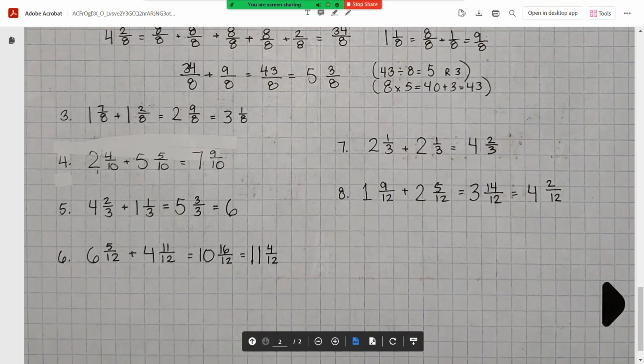For number 4, we have 2 and 4/10 plus 5 and 5/10. Added the whole number parts. 2 and 5 is 7. 4 and 5 is 9/10. So 7 and 9/10.